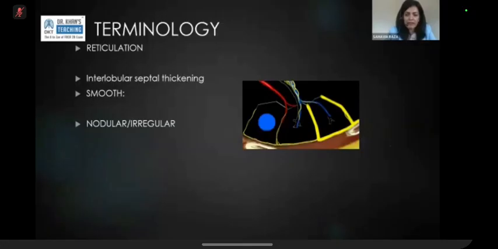In terms of ILD or hemorrhage, sometimes some ILDs are related to underlying connective tissue diseases or vasculitis, so they can go hand in hand. Sometimes you can't really tell the difference. Sometimes it's going to be a combination of both. So interlobular septal thickening can be smooth or irregular.